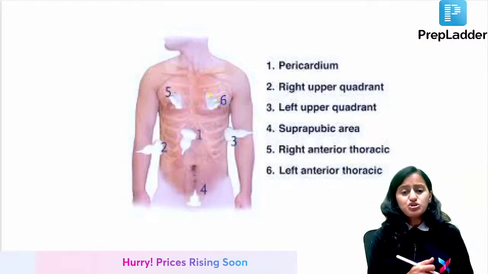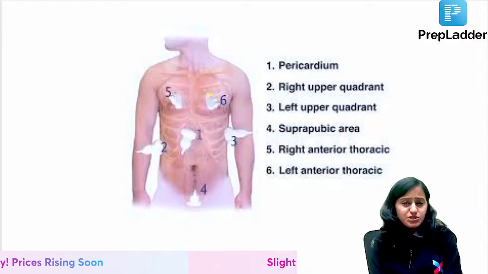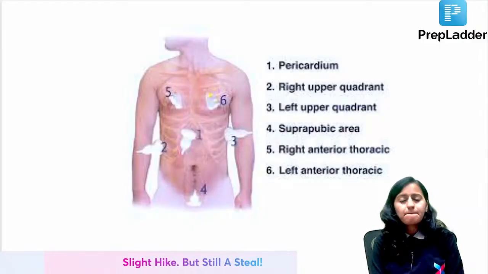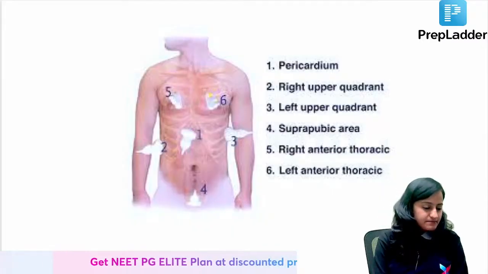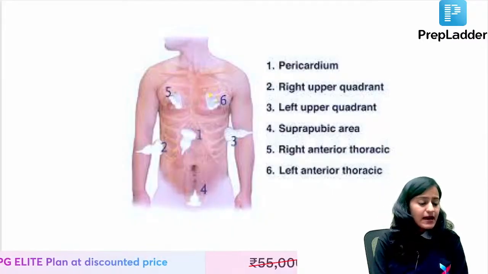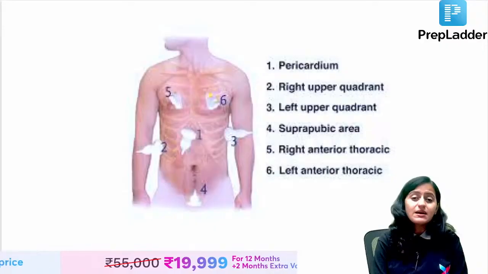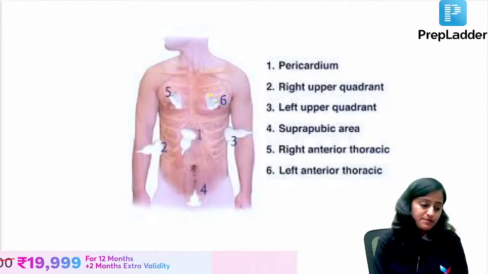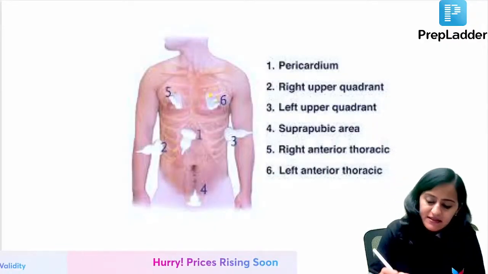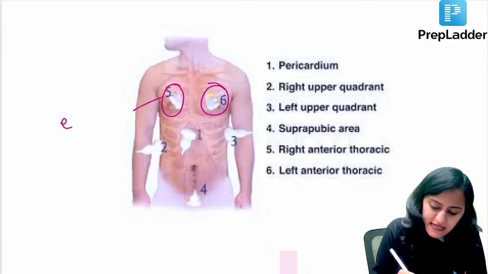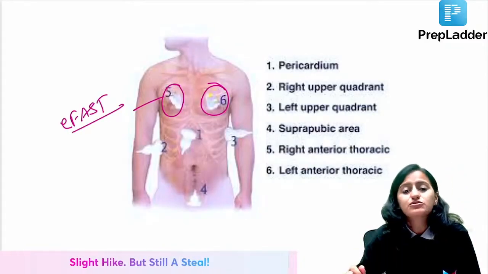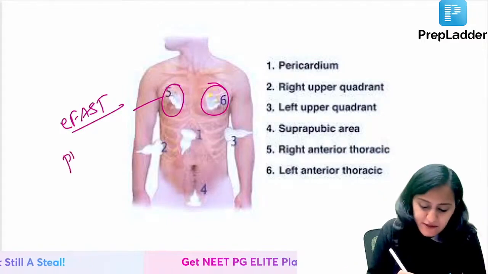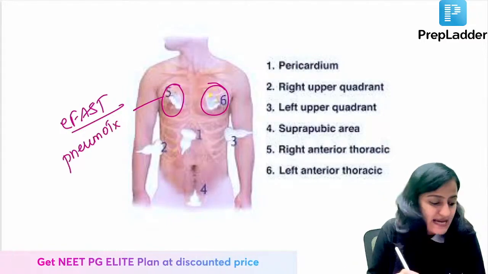What is this image showing? Is it showing FAST or is it showing E-FAST? Is it FAST or E-FAST? Air versus water on USG: air appears white on USG, water appears black. This is E-FAST because it has been extended to the thoracic cavity. You put the probes on the anterior thoracic wall, so this helps you look for pneumothorax as well.